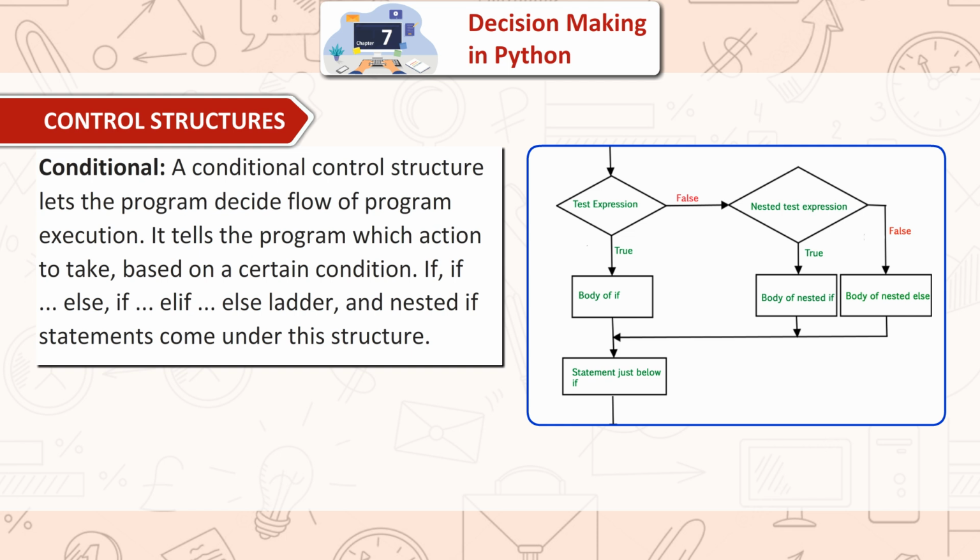Conditional. A conditional control structure lets the program decide the flow of program execution. It tells the program which action to take based on a certain condition. If-else, if-elif-else ladder, and nested if statements come under this structure.